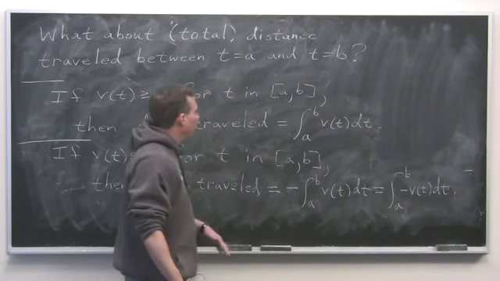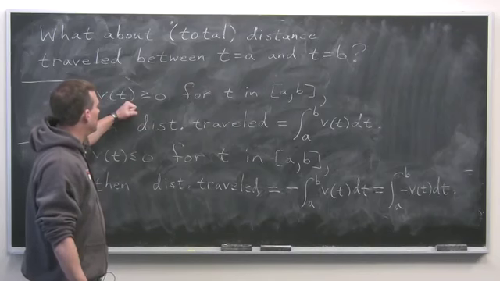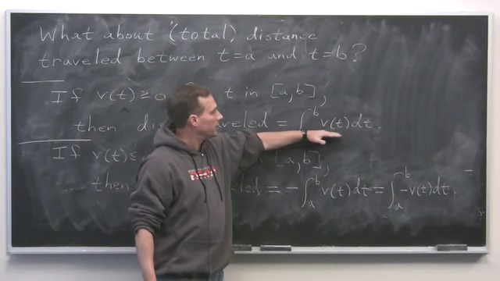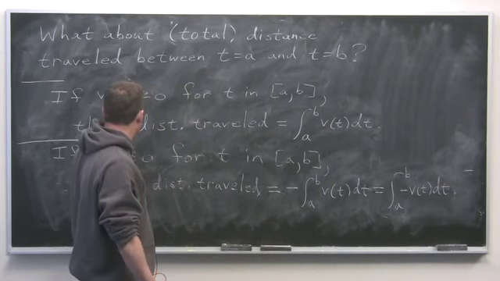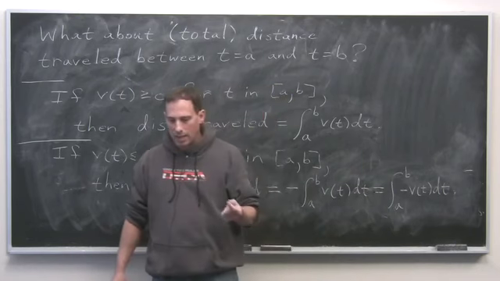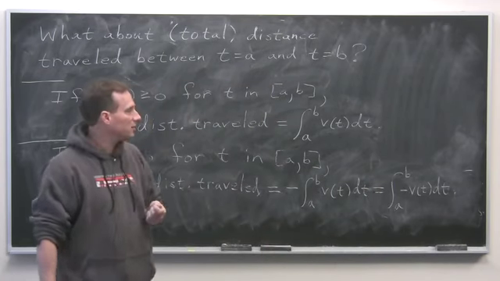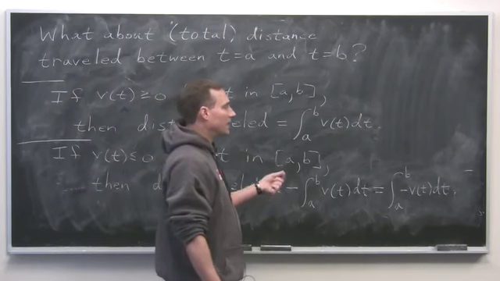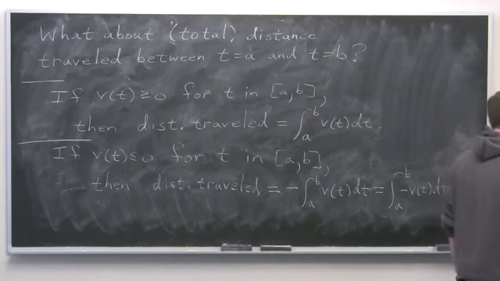So if v of t is greater than or equal to 0, to get distance traveled, you integrate just v of t. If v of t is less than or equal to 0, to get distance traveled, you integrate negative v of t. It means in either case, whether v of t is greater than or equal to 0 or less than or equal to 0, what you can do is integrate the absolute value of v of t. Right?